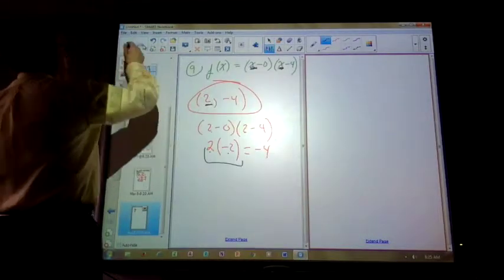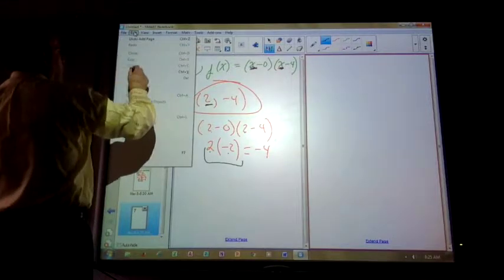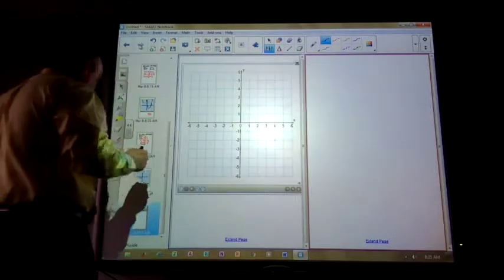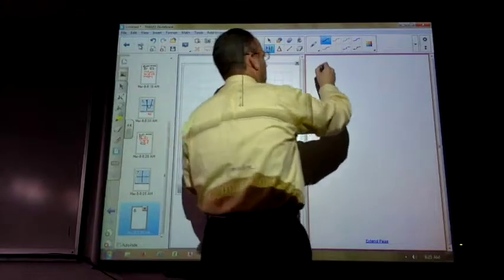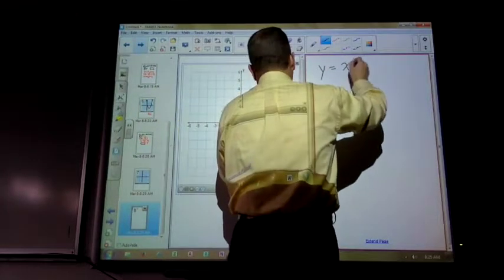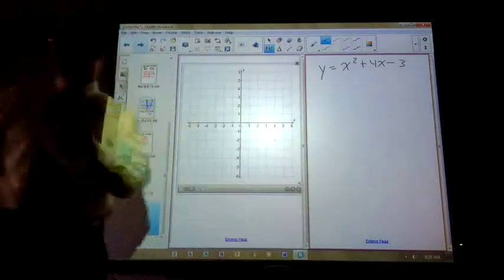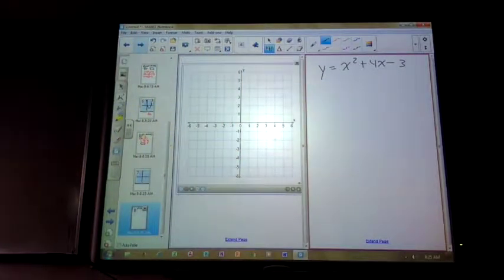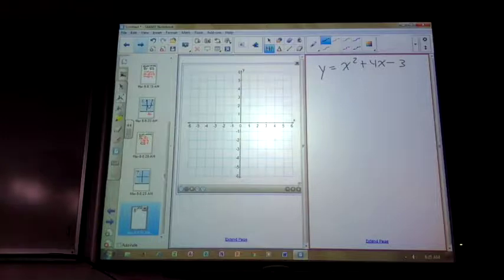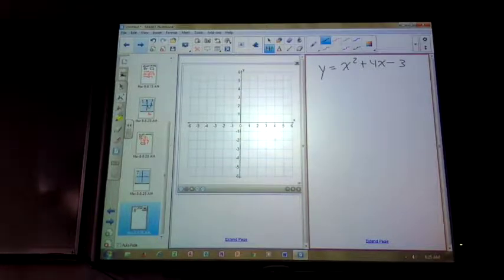All right, let's do this, our first problem. y is equal to x squared plus 4x minus 3. And we're going to do this as a table, okay? And again, I bet you the pattern graph is going to come out very similar.